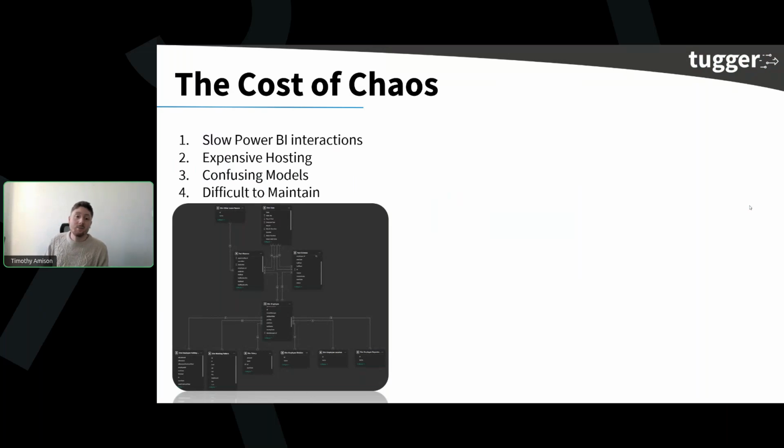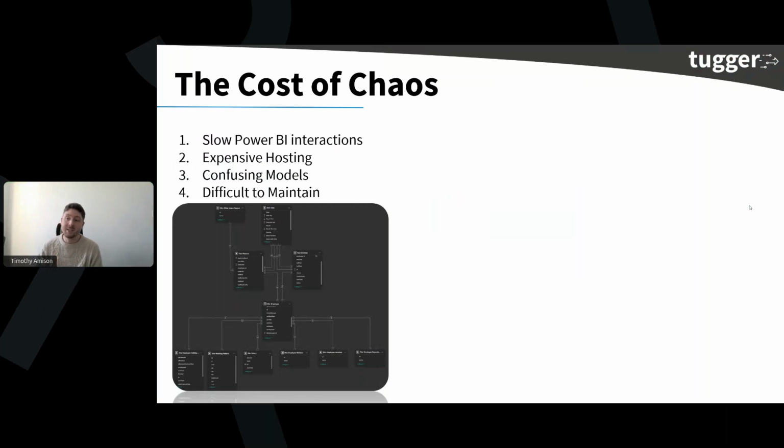That's because source models might be slower for Power BI, which would result in more expensive hosting if you're hosting your reports. It can also make your models quite confusing for anybody to look at and especially difficult to maintain, largely because it's difficult to know where things are. It also makes things harder down the line when it comes to building out DAX measures, calculations to get to the answers that you want for the questions that you have.